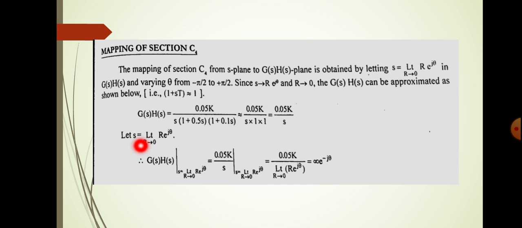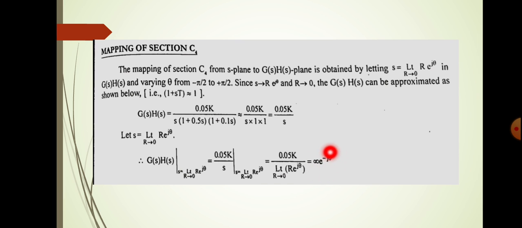So we can substitute the value of S is equal to limit r tends to 0 r e raised to j theta in this equation. So we will get G of S and H of S equal to 0.05k divided by limit r tends to 0 r e raised to j theta. So when r tending to 0, it will be of the form 1 by 0. 1 by 0 will be equal to infinity. So we can write infinity into argument term is e raised to minus j theta. Since it comes in the denominator side, when we are writing in the numerator side, it will be e raised to minus j theta. Infinity into e raised to minus j theta. So this is the equation, and next we have to plot this in the G of S and H of S plane.